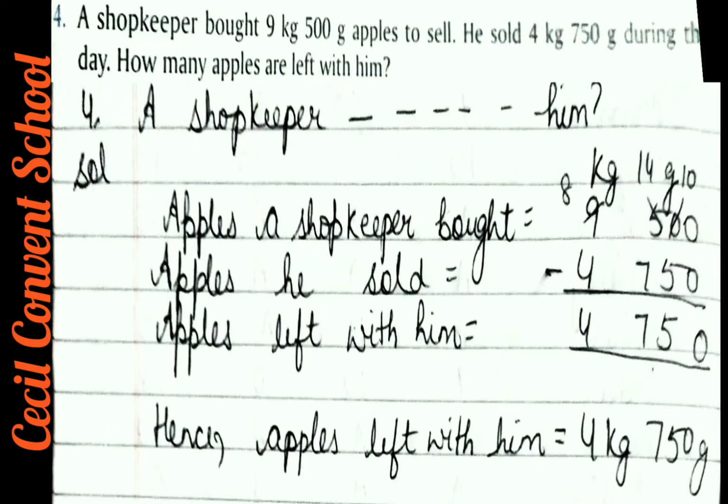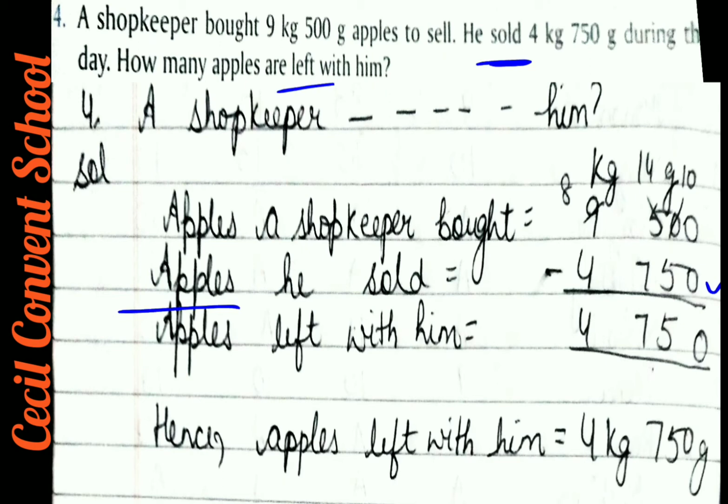Clear? Now we do question 4. A shopkeeper bought apple. So you can start a statement from apple also. Clear? So apples a shopkeeper bought is 9 kg 500 gram. Then you have to write he sold. What did he sell? Apples. You have to write first the keyword about which you are talking. Here we are talking about apples, so the statement will start from apples only. Apple he sold is 4 kg 750 gram.